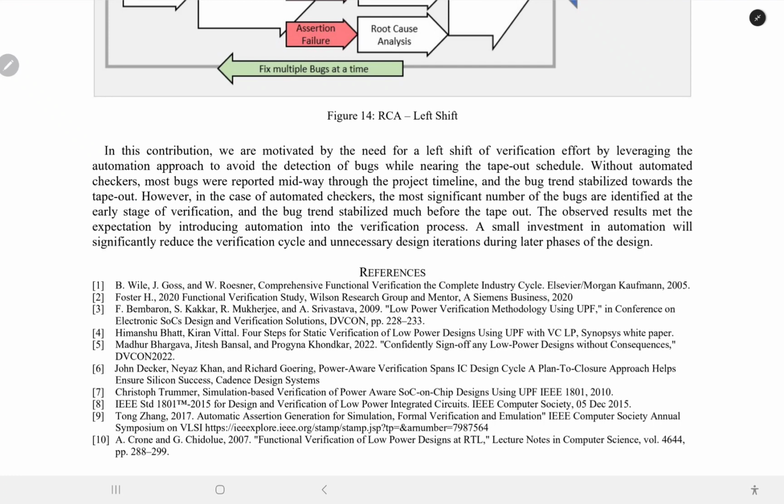However, in the case of the automated checker, the most significant number of bugs are identified at the early stage of the verification, and the bug trend stabilized much before the tape-out. The observed result met the expectation by introducing the automation into the verification process. A small investment in automation will significantly reduce the verification cycle and unnecessary design iteration during later phases of the design.